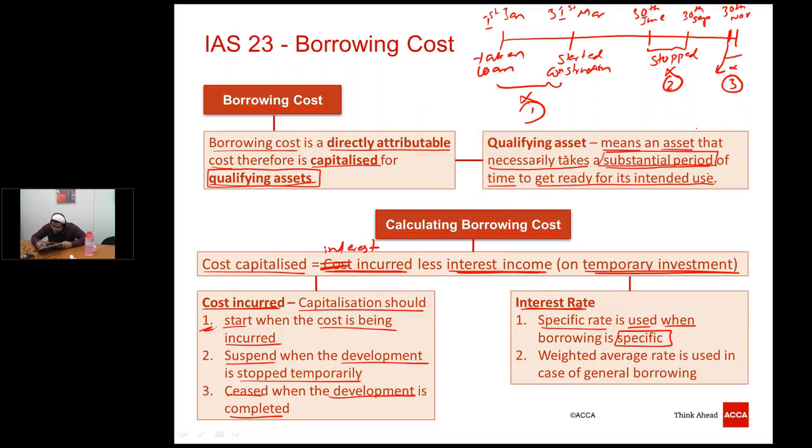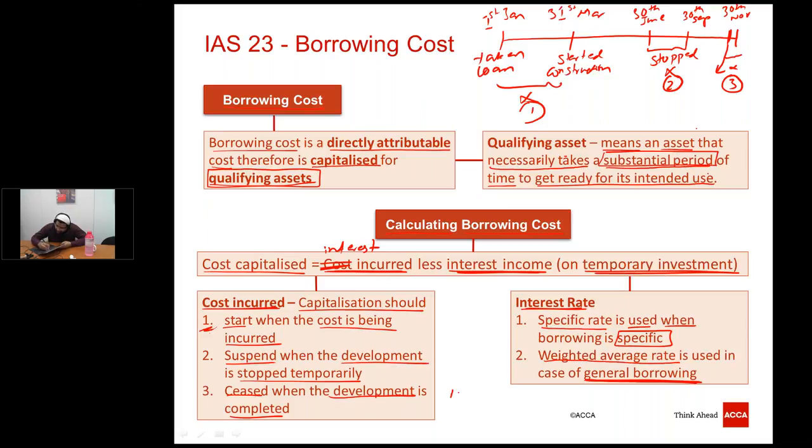But if it is a general borrowing, I have borrowed a lot of loans for many of the things and I've just taken an amount from there to construct the asset. There are 4 or 5 different loans and now I'm using an amount from that. So what we do is calculate a weighted average rate and use that in case of a general borrowing.